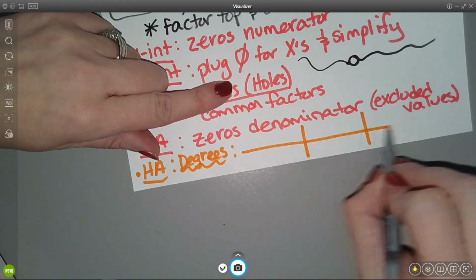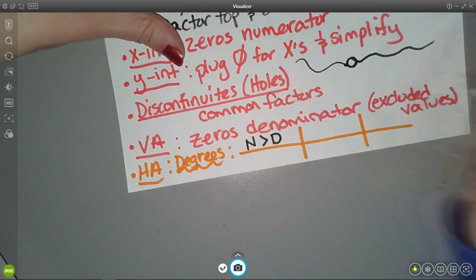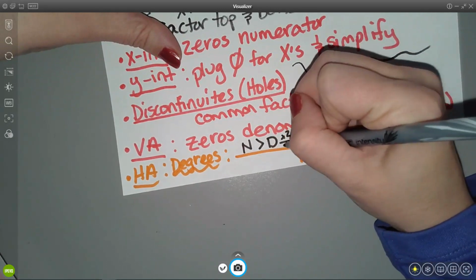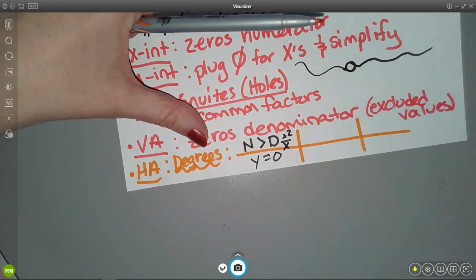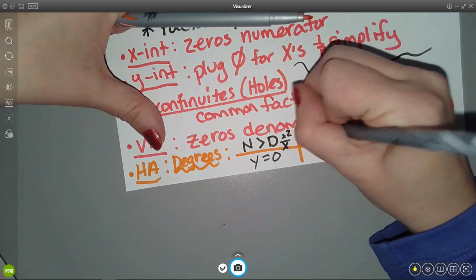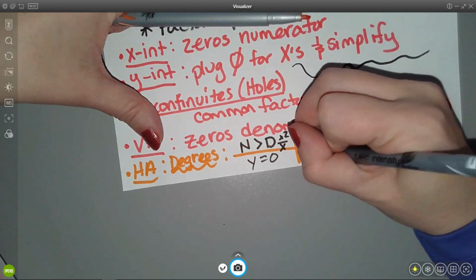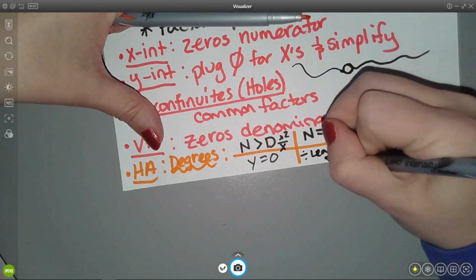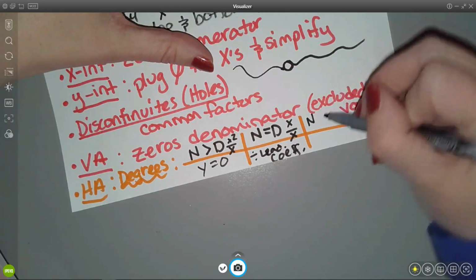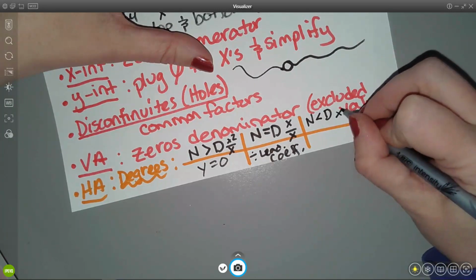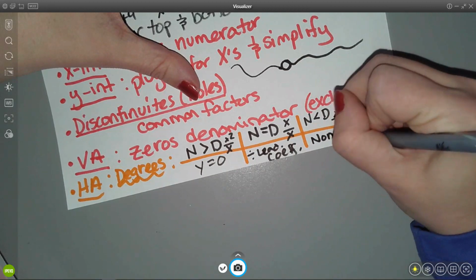Okay. So what you need to know, when the degree of the numerator is greater than the degree of the denominator, say I've got an x squared over an x, I have a horizontal asymptote at y equals 0. When they are the same, when the degree of the numerator equals the degree of the denominator, like an x over an x, we're going to divide the leading coefficients. And lastly, when the degree of the numerator is less than the degree of the denominator, like an x over an x squared, we're just going to state that there is no horizontal asymptote.